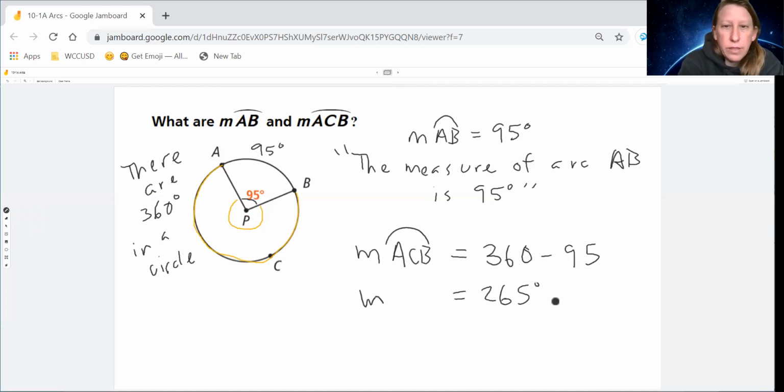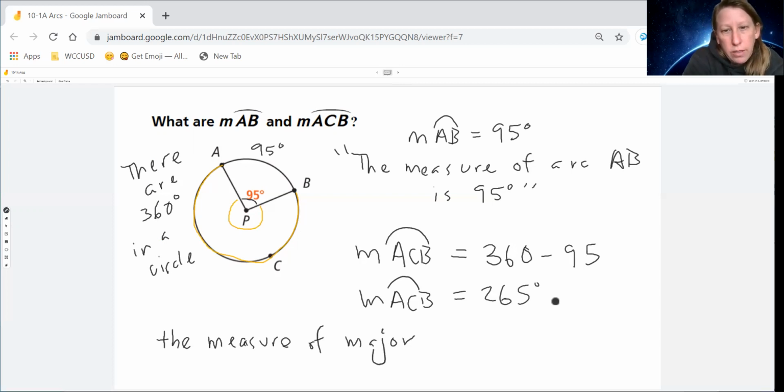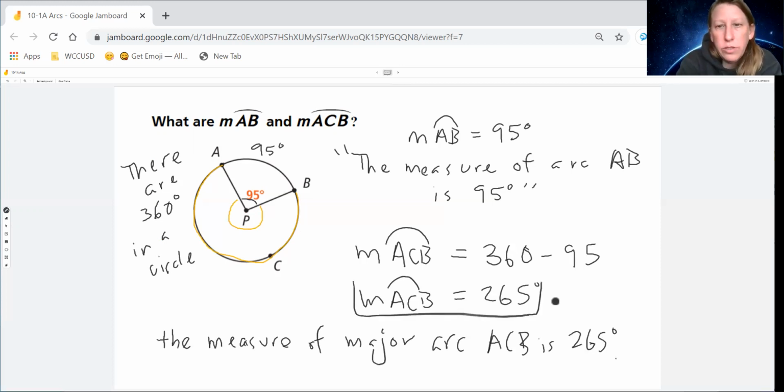And if you wanted to know how to read that, you would say the measure of major arc ACB is 265 degrees. Measure of major arc, so big. Major if it's more than 180. Major arc ACB is 265 degrees. Woohoo! You could just write it like that.